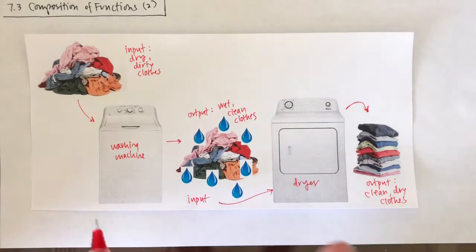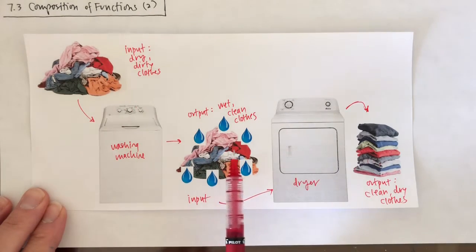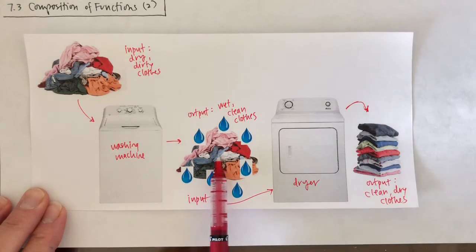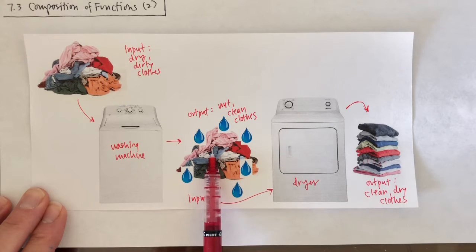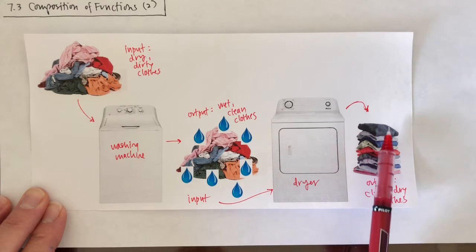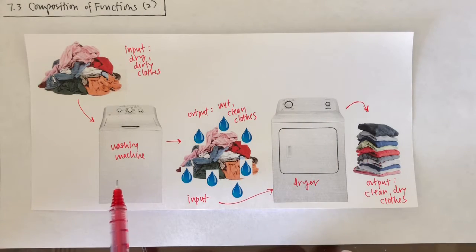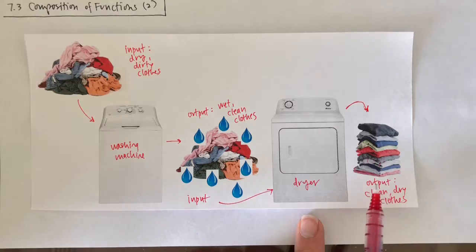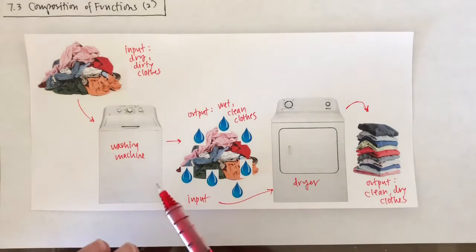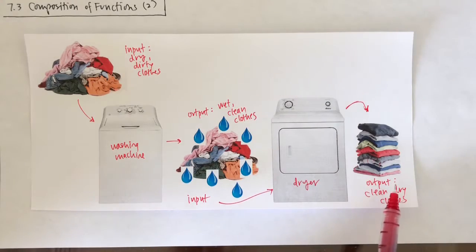Think for a minute if we switch these two functions. What if we put dry, dirty clothes into a dryer first, and then what would our output be? Dry, dirty clothes into a dryer, the output would be exactly the same. They'd be dry, dirty clothes. And then say that we put that output into a washing machine, we would come out with wet, clean clothes at this point. So if we were to switch the order of these functions, it definitely would make a difference in the ultimate output. So when we are composing two functions, and we'll get to some examples of equations in a minute, the order definitely matters. What function it goes into first will determine the outcome.